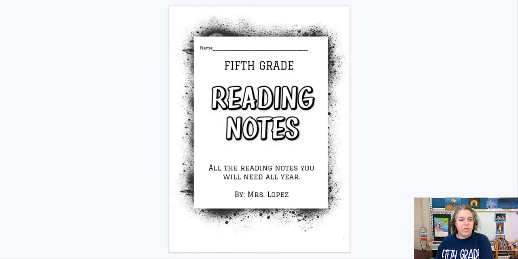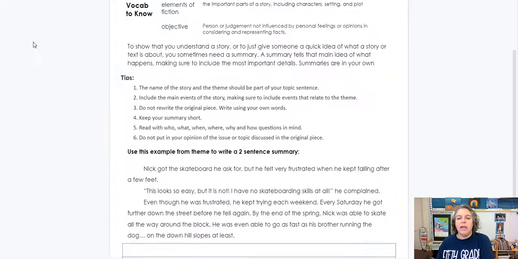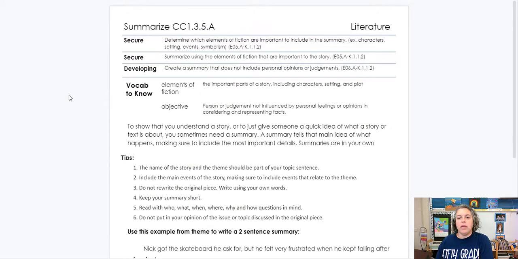So today in our reading notes, we're going to open up to page 21 and we're going to look at summarizing and writing a summary when we're looking at a narrative, at literature, at a story. How do you summarize? Because that's different than when we're writing an informational summary. So what we need to do when we're summarizing for a story is to determine which elements of fiction are important to include in the summary.